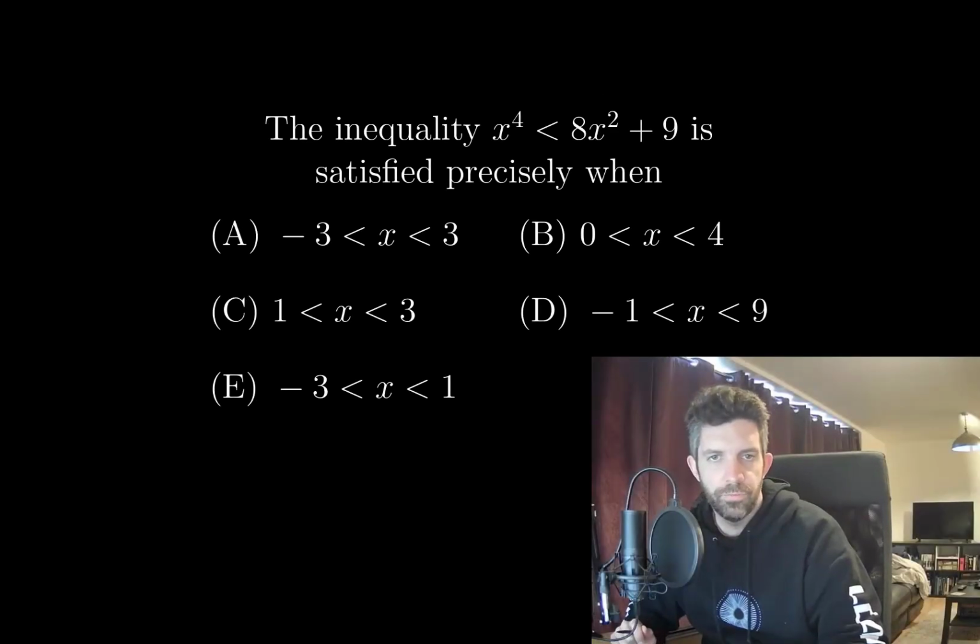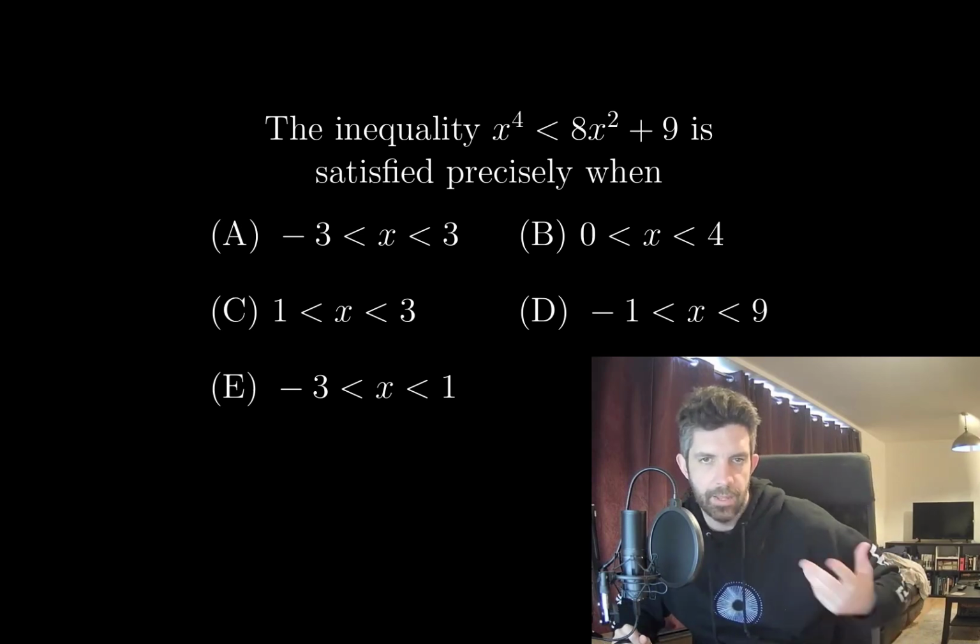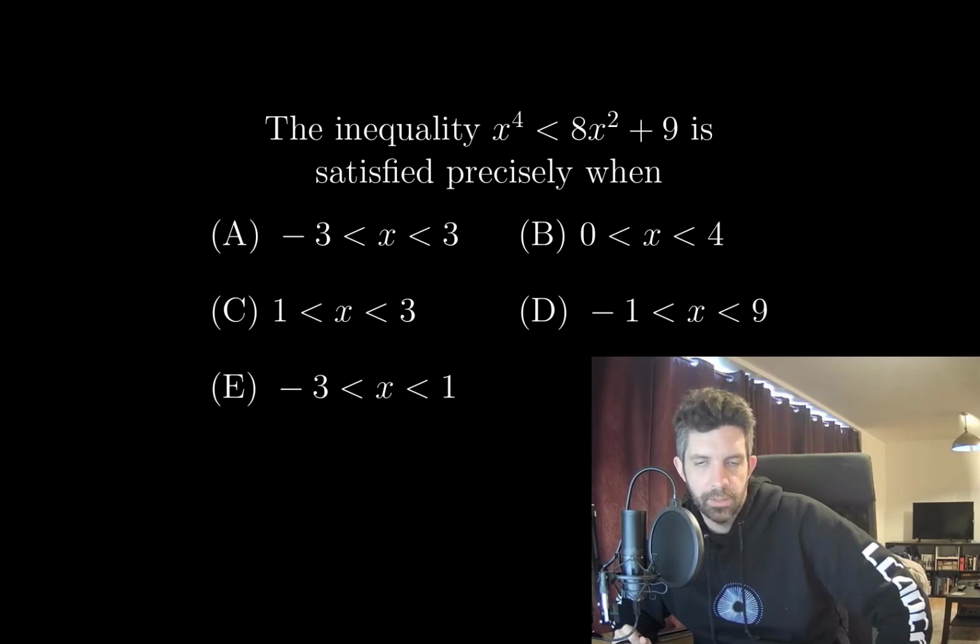The inequality x to the 4 is less than 8x squared plus 9 is satisfied precisely when one of these four options. My first thought here is to think of this not as a quartic inequality, but as a quadratic inequality. If we replace x to the 4 with y squared, then solve for the values of y which satisfy this, and then translate that into one of the pairs of inequalities that are the options.